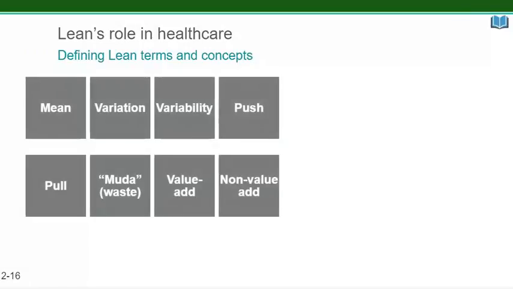At this point, we need to quickly review a few terms and concepts that are commonly used in Lean. We've listed them here: mean, variation, variability, push, pull, muda, or waste, value add, and non-value add. By the way, you'll also find complete definitions of these and other Lean terms by clicking the glossary icon.